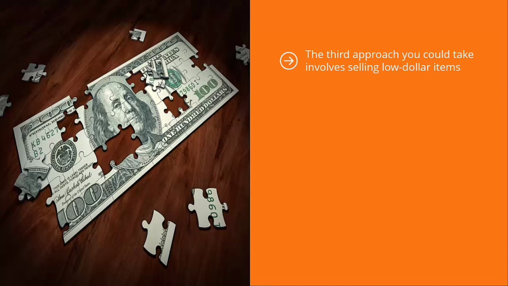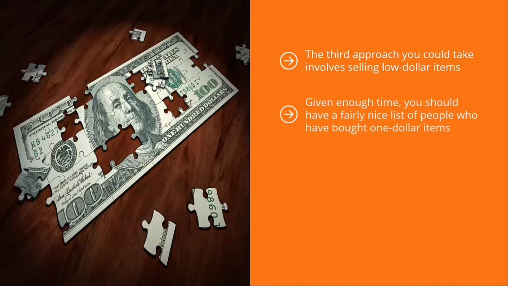The third approach you could take involves selling lower dollar items. You start with your general list, and you send one update after another promoting a $1 product. When people buy these $1 items, they end up on your buyer's list. Behind the scenes, they are automatically unsubscribed from your main list. Given enough time, you should have a fairly nice list of people who have bought $1 items. You then should focus most of your time crafting high-converting updates that target your buyer's list. This maximizes your return on effort.